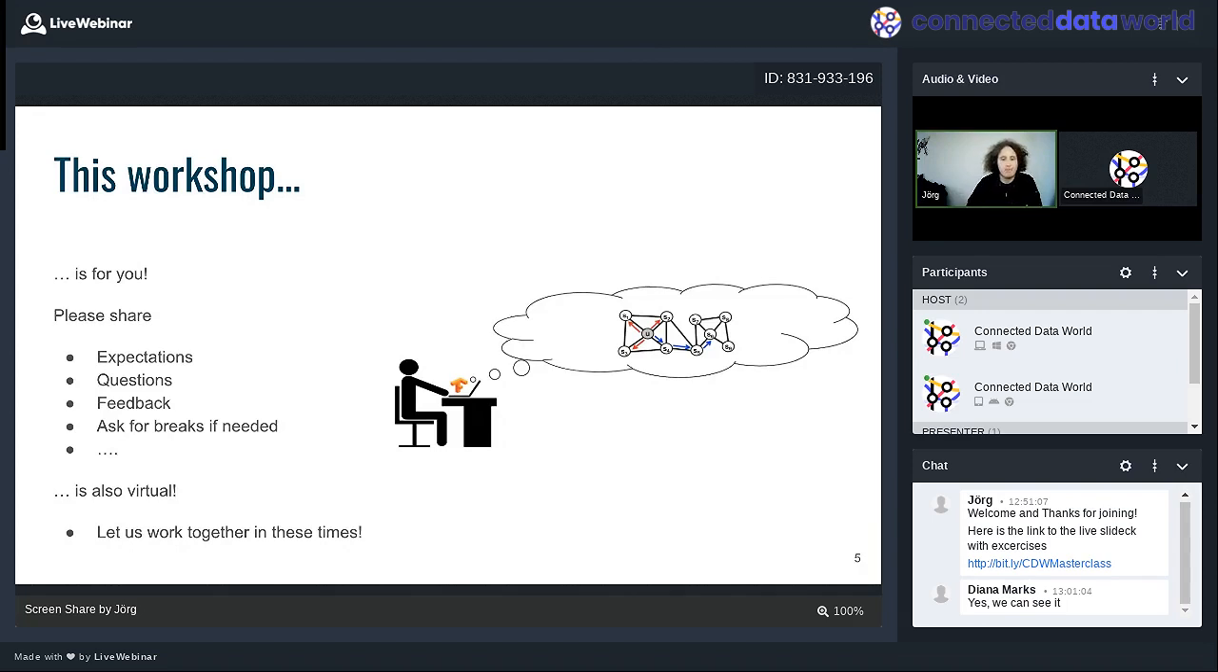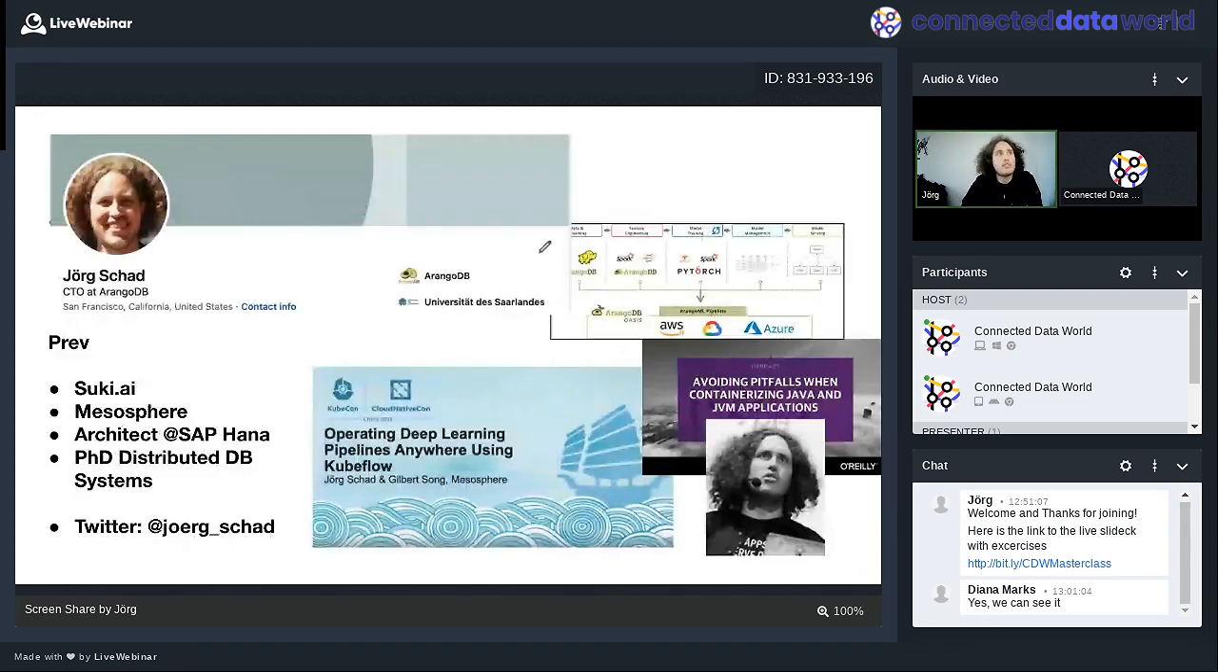Then just briefly about myself, I'm Jörg, CTO at ArangoDB. It's a graph and beyond database, so I deal with those topics on a daily basis, which is very exciting. I'm very happy that I have this privilege. In my career before, I've mostly been focused on database systems and large-scale distributed systems, so I also got in touch with some of the analytics topics throughout my career.